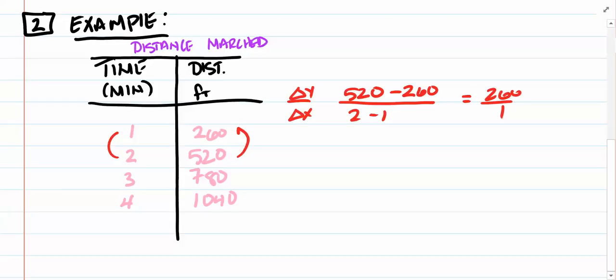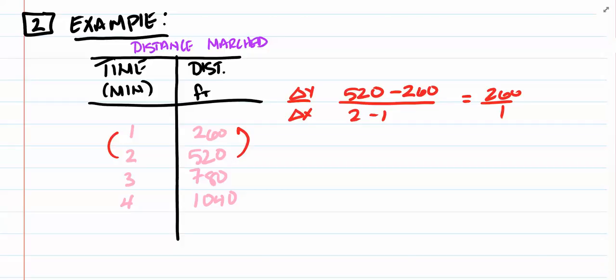So what does that represent? Not the slope, right? This is a marching band, so there's no line here. We're talking about rate of change. This is why we talk about rate of change. What's that? That's right, how much distance they have covered per minute. So between minute 1 and 2, they went an average of 260 feet per minute.